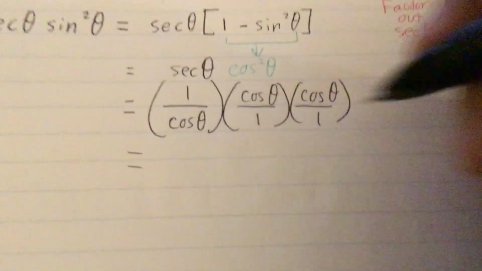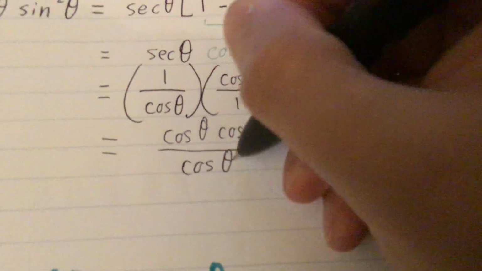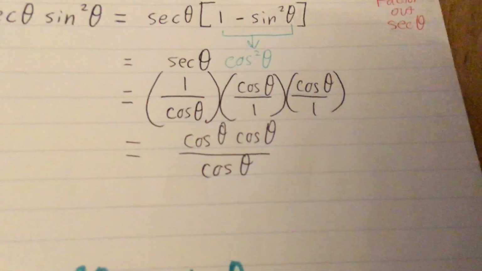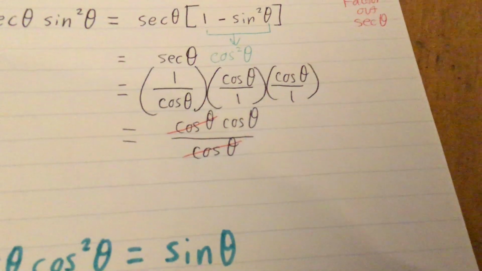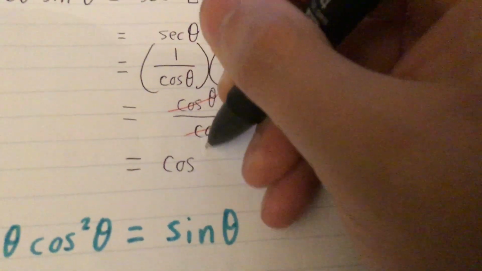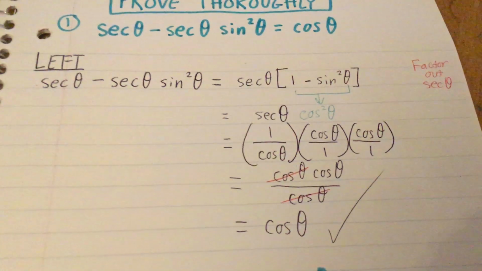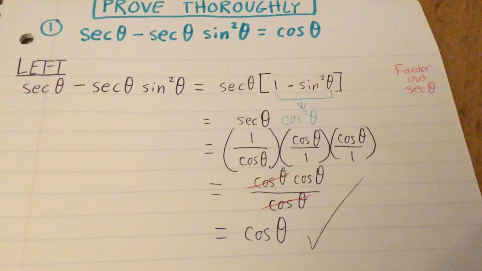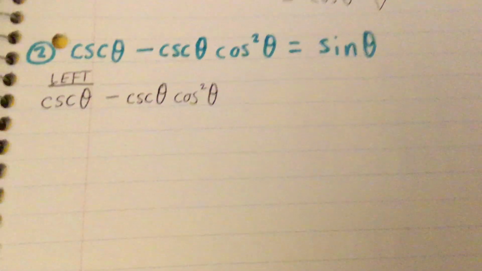And now I'm going to put it all together. I've got cosine of theta over cosine of theta. Can anything cancel out on the top and bottom? Yeah, 1 cosine on the top and 1 cosine on the bottom, and I'm left with cosine of theta, which is what I wanted all along. And that is a thorough proof. They're like little puzzles, aren't they? All right, let's do one more and then we'll call it a day.